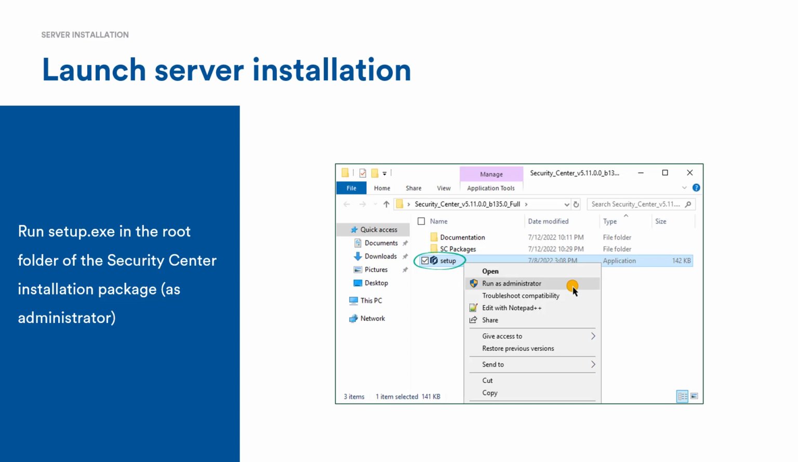To install the server software, use a file browser to navigate to the location of the installation files and run the file setup.exe as a Windows administrator.